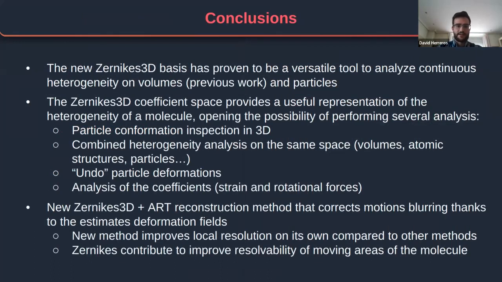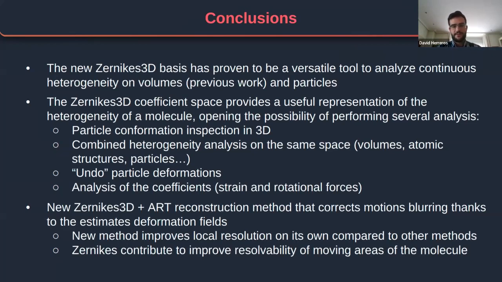And just to do a sum up of the presentation, so we have been talking about this new Zernikes3D approach. We think it's a very versatile method, not only because it allows you to estimate per particle conformations, but also because it allows you to do combined analysis. So now you can take volumes, in the future subtomos, atomic structures or particles, and put all of them in the same space. So now you can compare all those different conformations and see how they relate to each other, if they are represented or not.